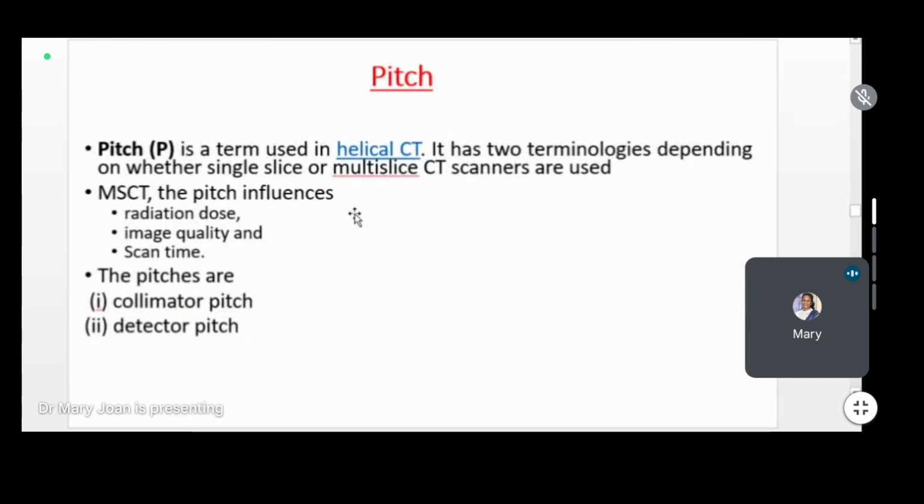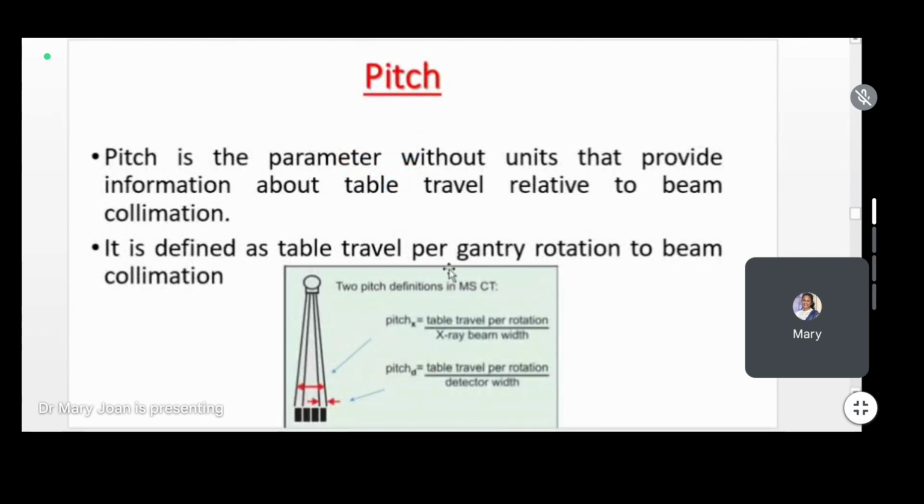So the two different types of pitches are collimator pitch and detector pitch. The pitch is a parameter without units that provides information about table travel relative to beam collimation. It is defined as table travel per gantry rotation to beam collimation. So here is the pitch definition in multi-slice CT. Pitch X is table travel per rotation divided by X-ray beam width, and pitch D is table travel per rotation divided by detector width.